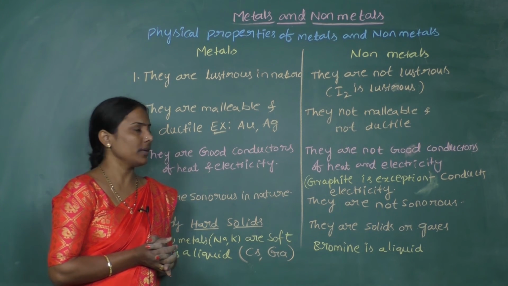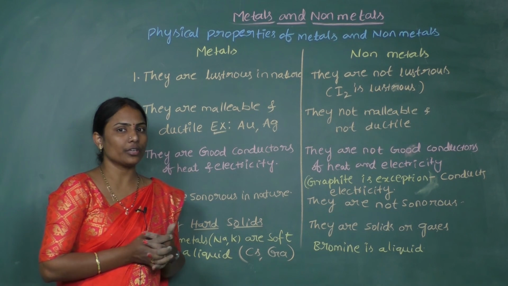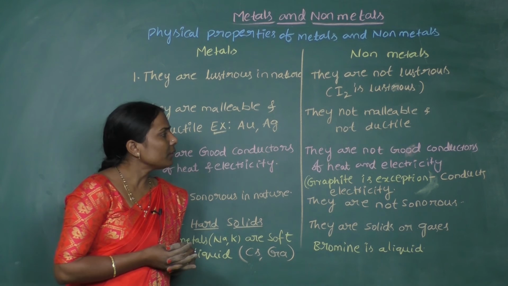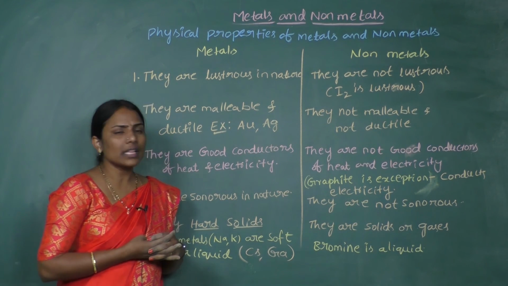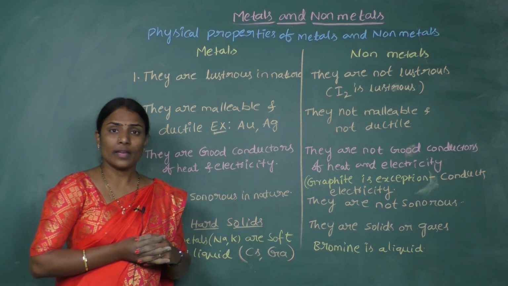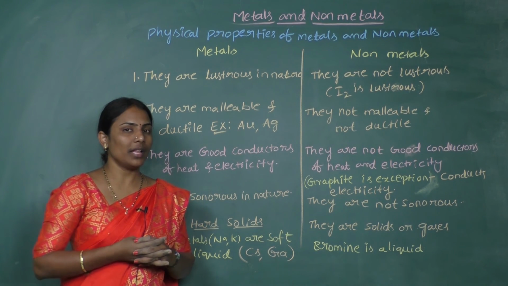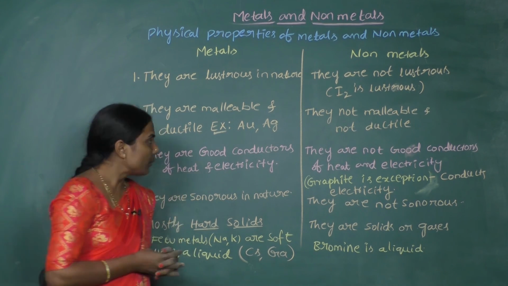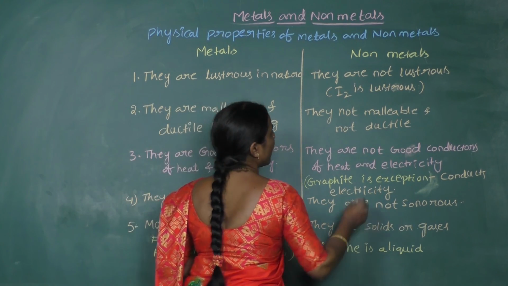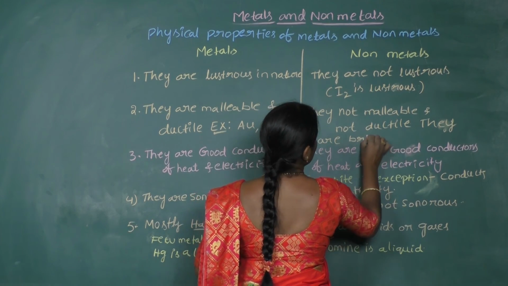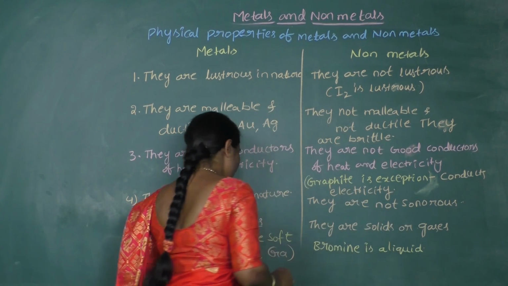Non-metals are not at all malleable and not even ductile, means we cannot draw the non-metals into sheets or wires, right? And even if non-metallic solids are present, they are brittle in nature, right? Means they are not malleable, not ductile. And what we can say is they are brittle. Right? How can we say that they are brittle?